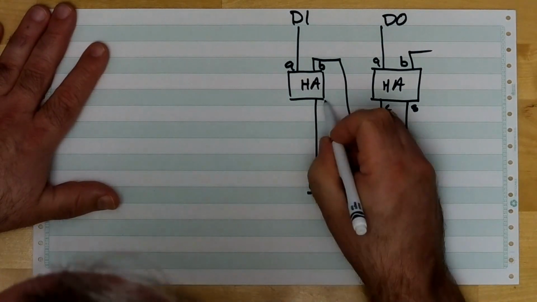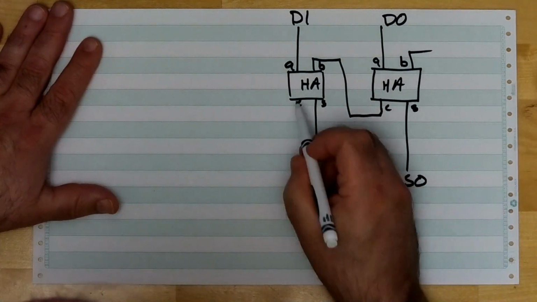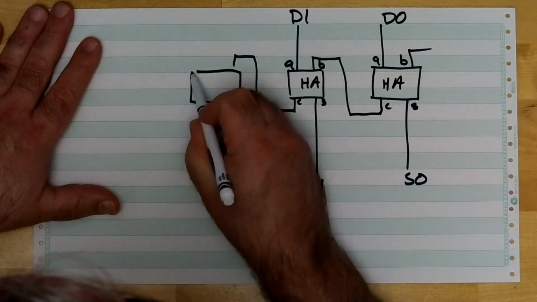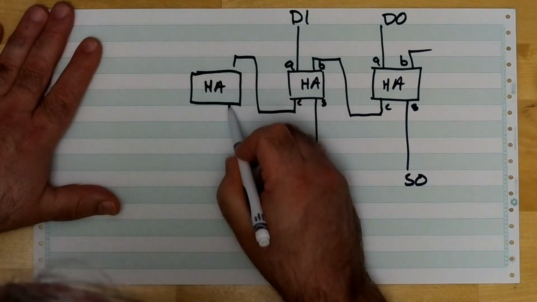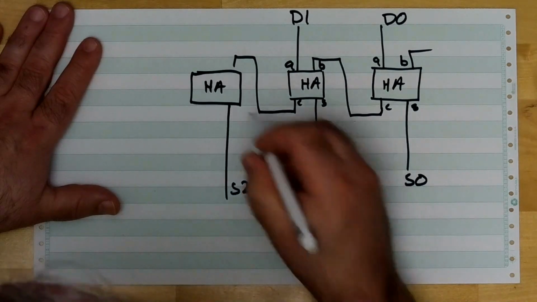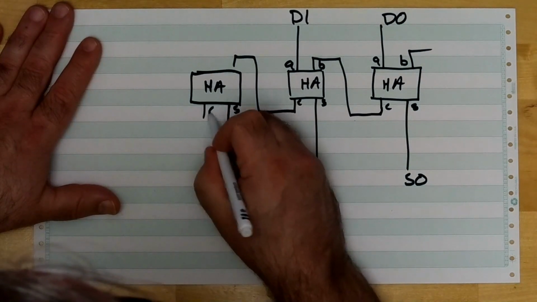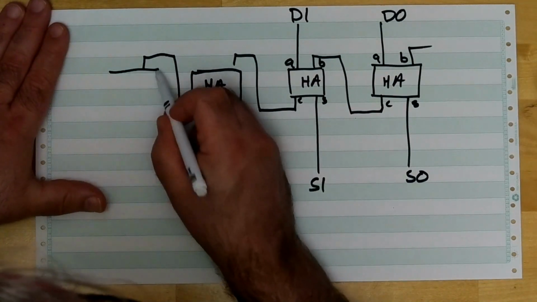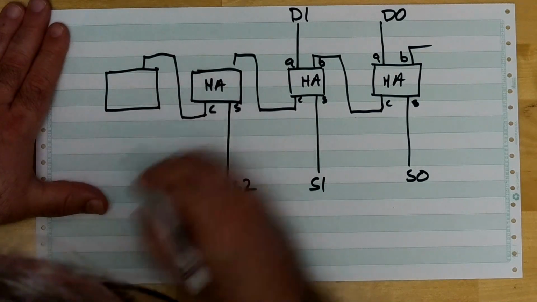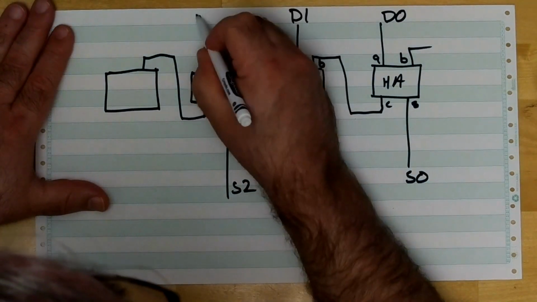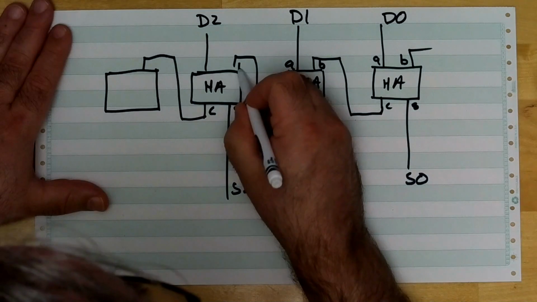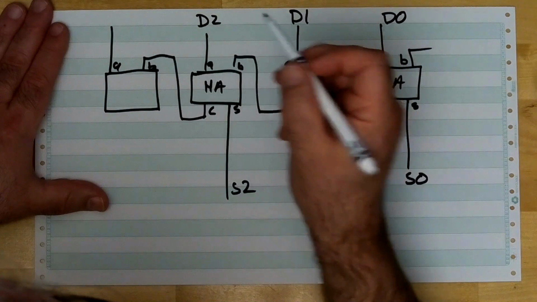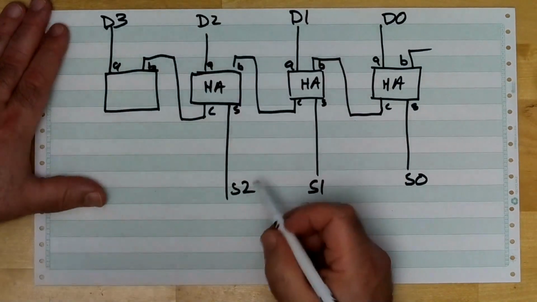Call that S1. The carry for this stage is going to go over, up, and around like this to another half adder. Sum will come out here, S2. Sum, carry. You see where I'm going with this, right? You can just keep on doing this forever if you want to. We'll have to look at some of the issues that will arise if you do that. Here's your B input and your A input here, and your B, your A. You almost don't even need to really label these at this point. D3, let's just stop here.